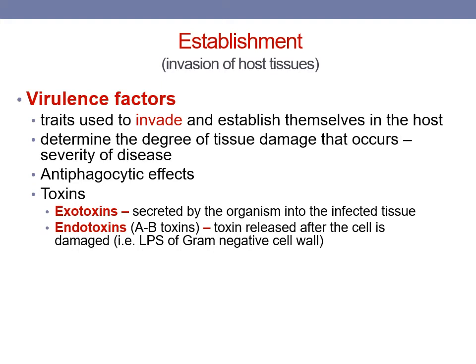Virulence factors can have anti-phagocytic effects that prevent our own white blood cells from destroying them. The toxins produced can be secreted to the outside of the microbial cell into the infected tissue. These are considered exotoxins. The toxin may also be an endotoxin. These endotoxins are released after the microbe has been damaged by our immune system. An example of an endotoxin is the lipopolysaccharide of gram-negative pathogens.